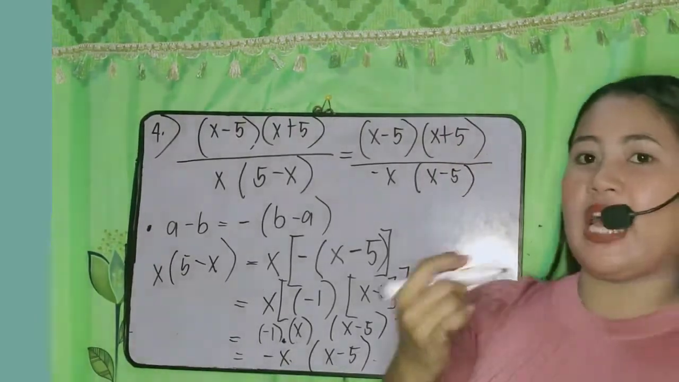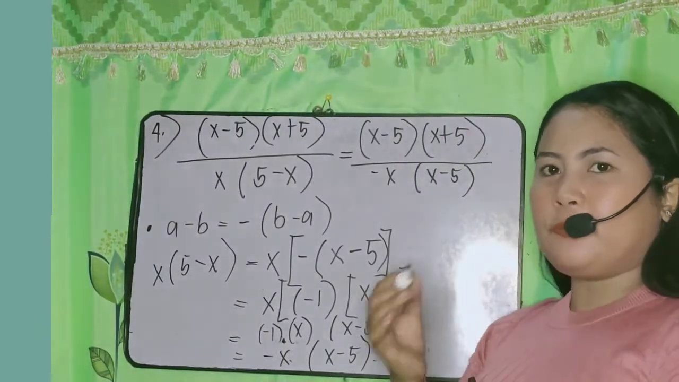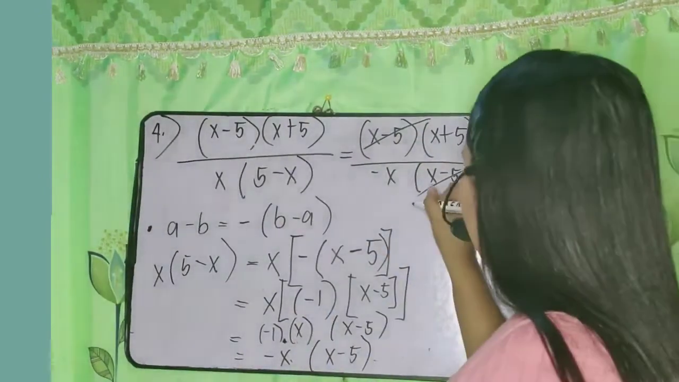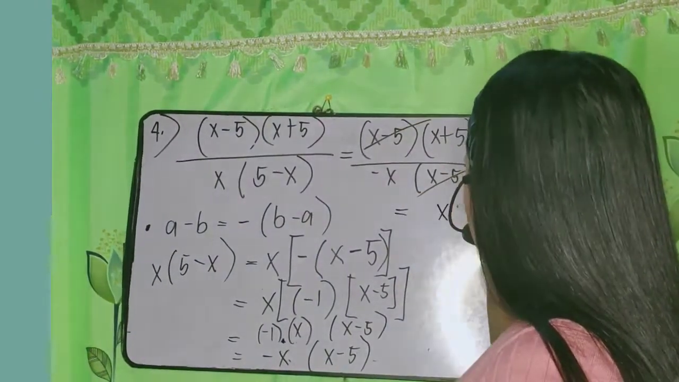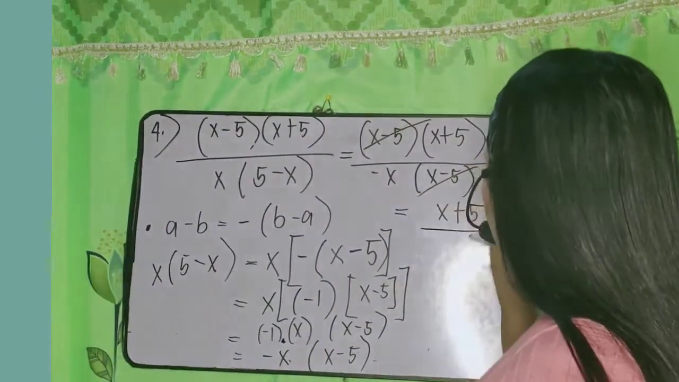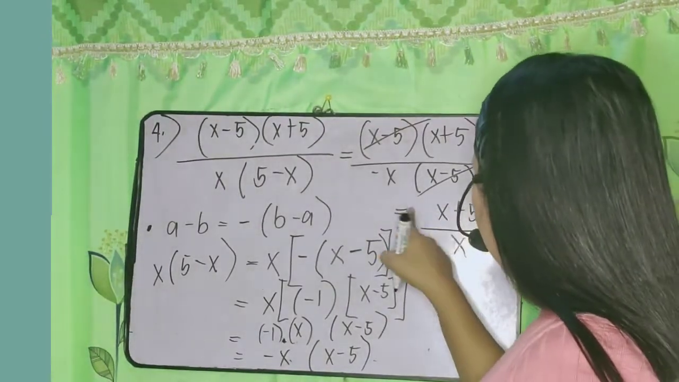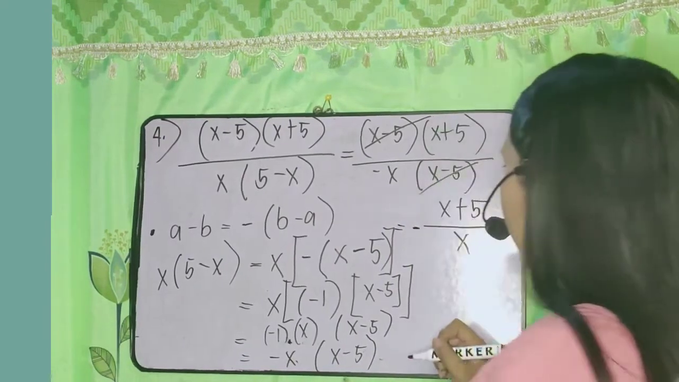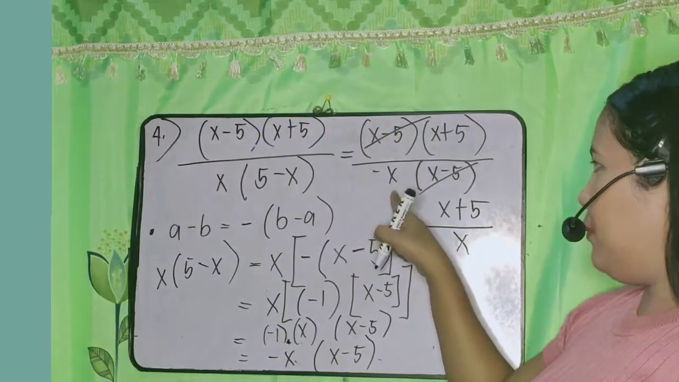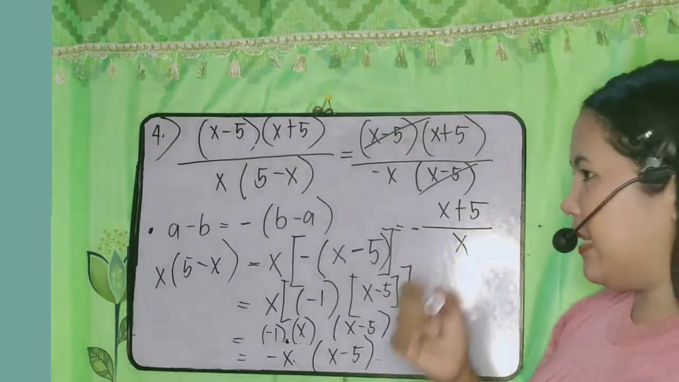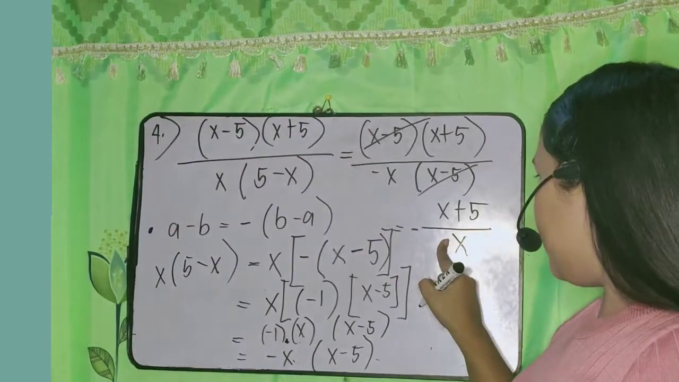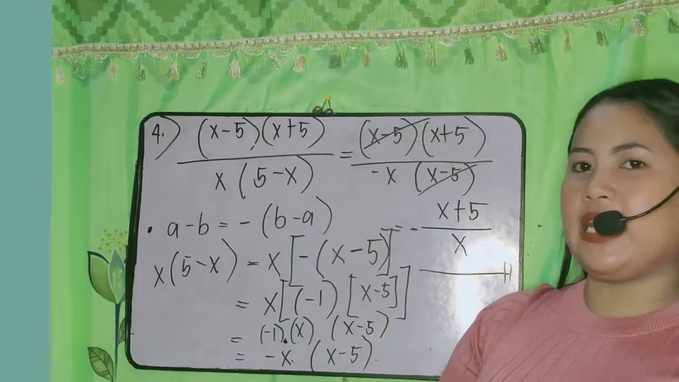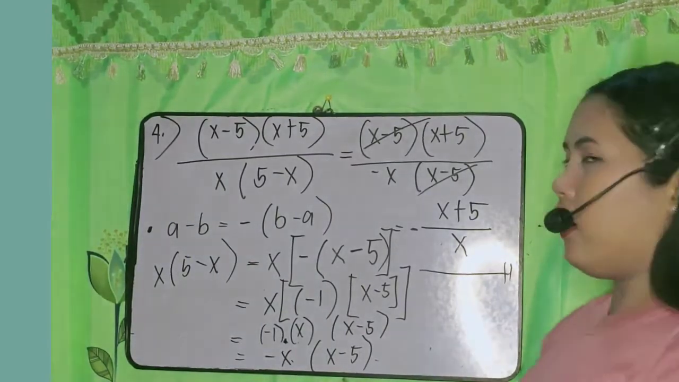So now, may pwede na po ba tayong i-cancel out? Meron na po. So ano po yung pwedeng i-cancel out natin? Itong x minus 5. So wala na siya, i-cancel out na natin. So yung natira na lang po is x plus 5 over x. So since negative, ilalagay po natin siya dito sa gitna. Okay, so dito yung equal, then dito po yung negative. Okay po? Kasi para ma-distribute yung negative sa numerator then denominator kasi hindi naman pwedeng nandito yung negative. So, ilalagay po natin siya dito sa gitna. Okay, sa center. So, ayan na po yung final answer natin. So, our final answer is negative x plus 5 over x.